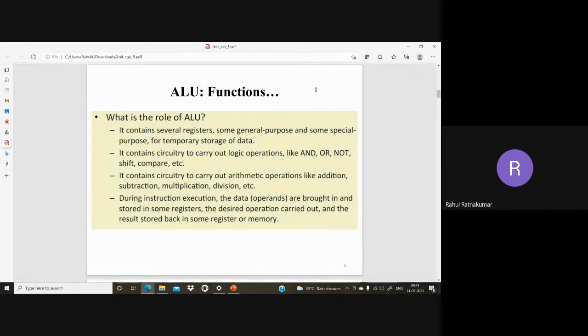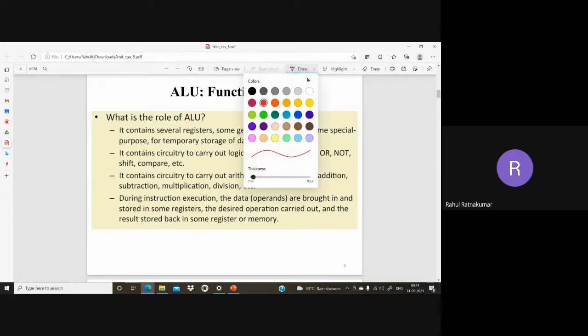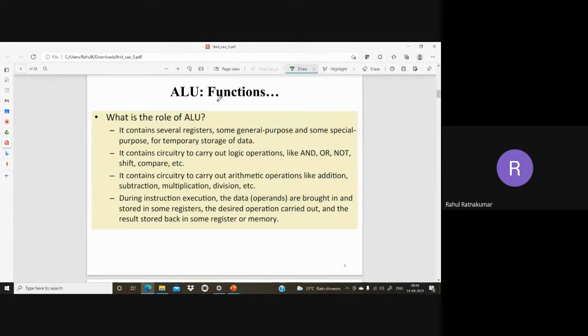So what are the functions of the ALU? We already know the ALU has to operate, execute something, and this has to be stored somewhere, in some register. So the ALU needs some memory also, right? Okay, so it consists of several registers because we need to store these numbers, and some are general purpose, some are special purpose. What is general purpose? For storing numbers, n1, n2. So there are some general purpose registers where I can put all these numbers as per my problem statement.